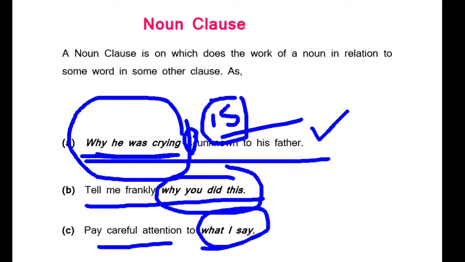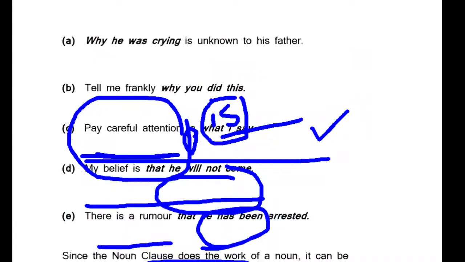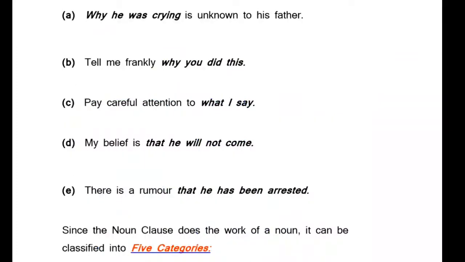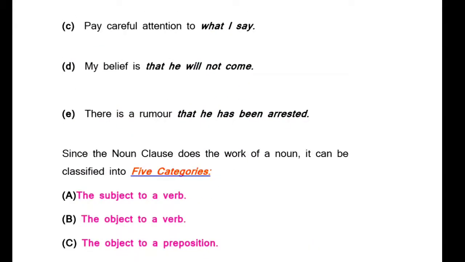Now let's move forward to the second example. "Tell me frankly why you did this." All these are noun clauses. We will discuss them one by one later. I just put some here. Pay attention to what I say. All these are noun clauses, all these are subordinate clauses, and all these are subordinate noun clauses.